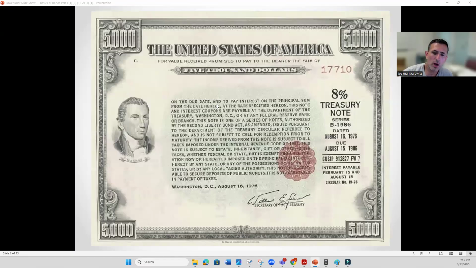All right, so here's an example of a bond that was issued in 1976. It's a 10-year bond. They're saying interest is payable February 15th and August 15th. And February to August, if you don't see immediately, is 6 months. And I'll explain what everything here means in a moment.